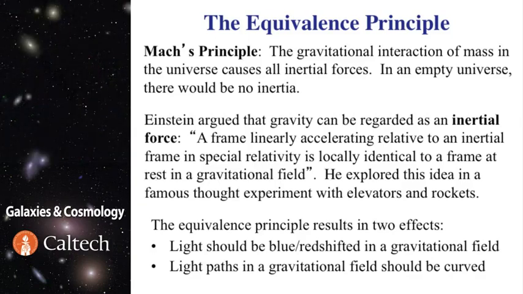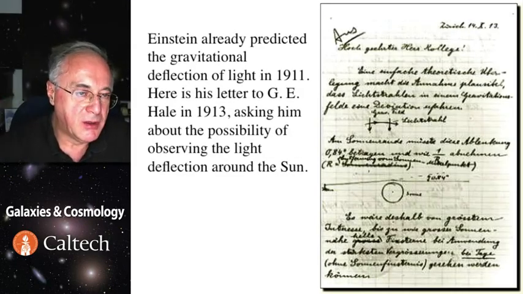There are two important consequences of the equivalence principle. First, that light should be blue-shifted coming into gravitational potential wells and red-shifted coming out of gravitational potential wells. And the light path will be curved in space in general. The presence of mass will introduce local curvature, and light moves along whatever is the shortest line. Einstein was already aware of the possibility of gravitational bending of light. And in 1911, he wrote to George Ellery Hale, famous astronomer, asking him if this can be observed. Well, apparently it wasn't possible at the time.